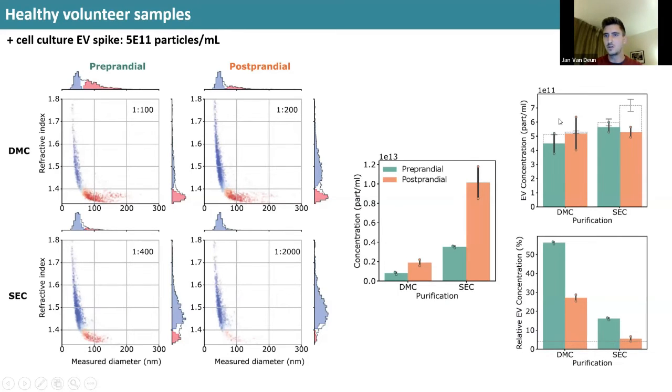But you can see here on the top right, the dashed lines indicate the expected EV concentration based on the measurements without the spike. And you can see for most of them, especially both DMC samples and also the SEC sample before the fatty meal, that this corresponds quite well, so the INTA is indeed able to distinguish this spiked EV population from the lipoproteins which are already present in the sample.